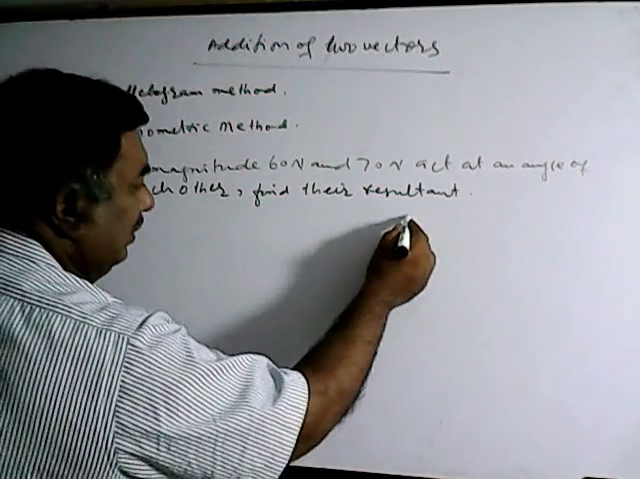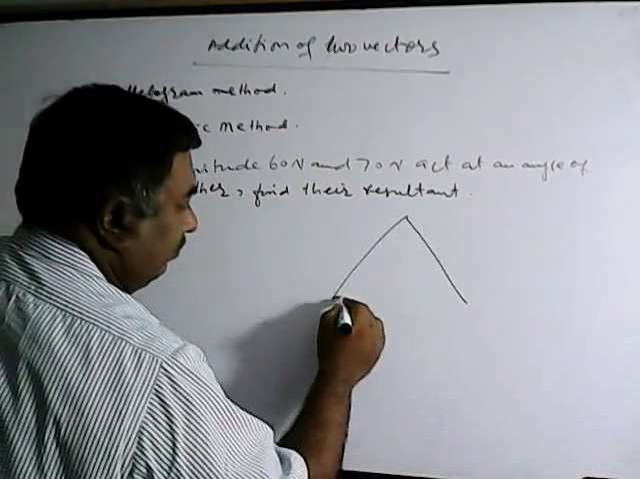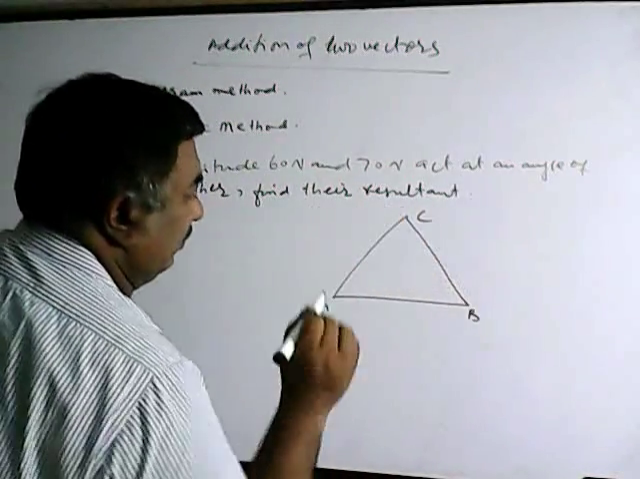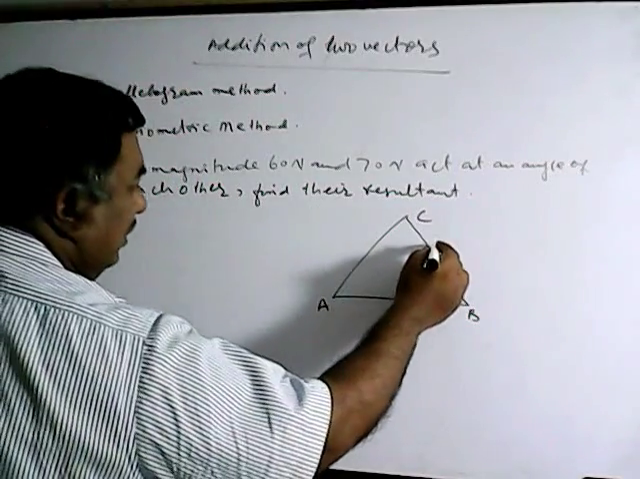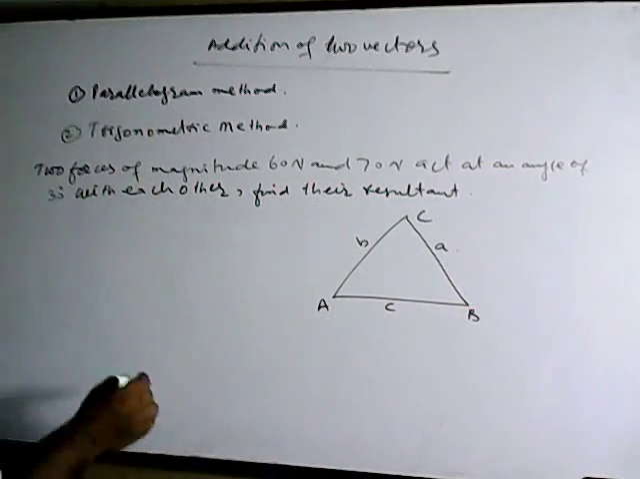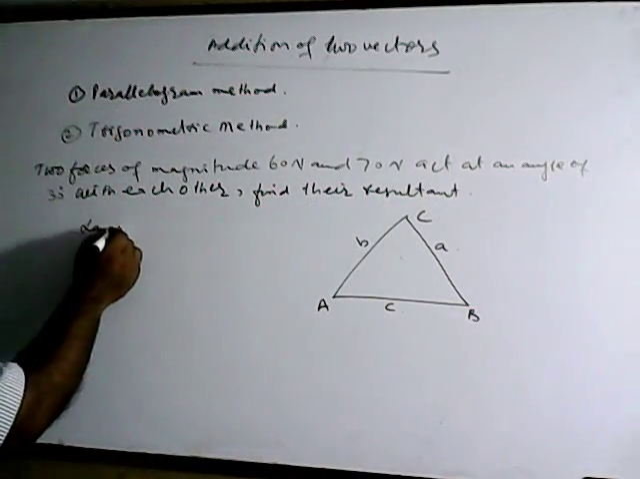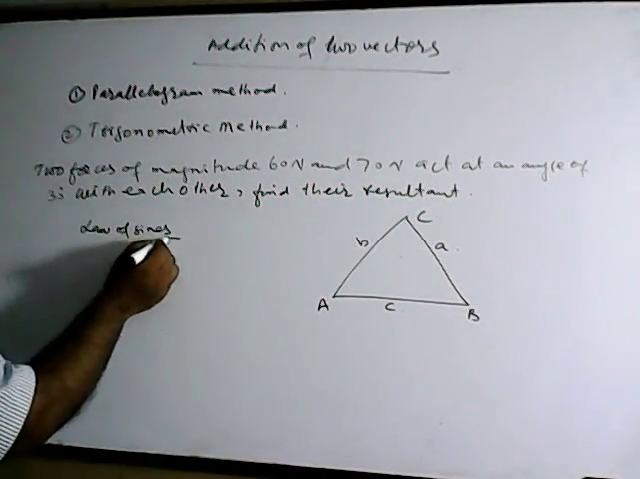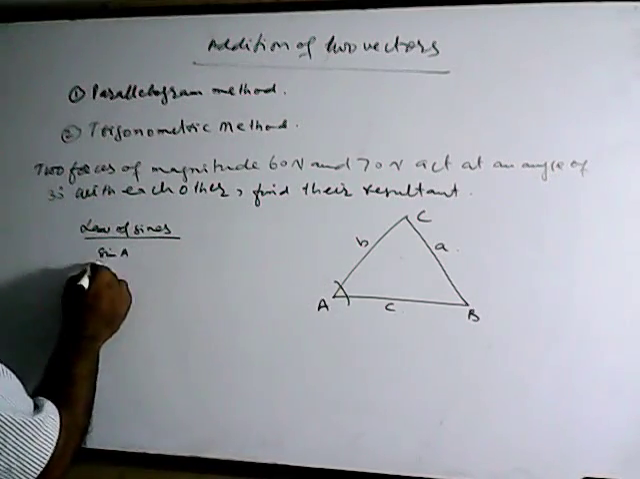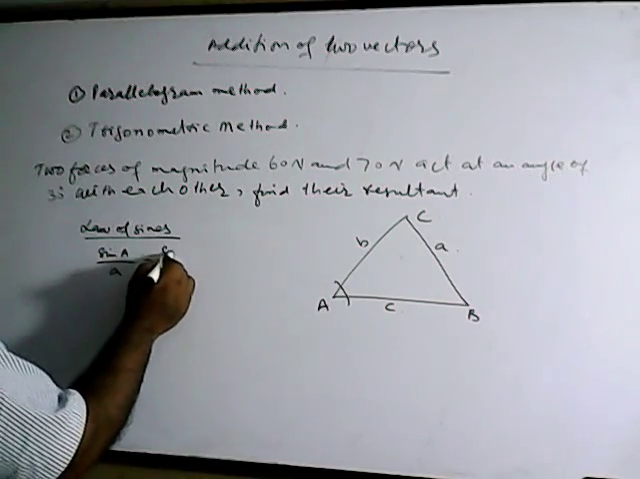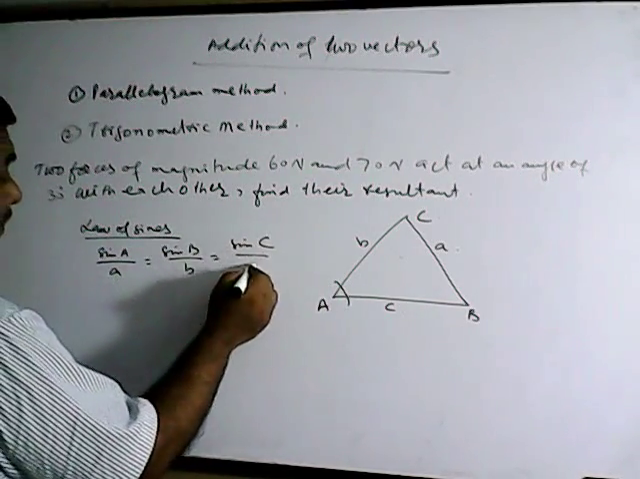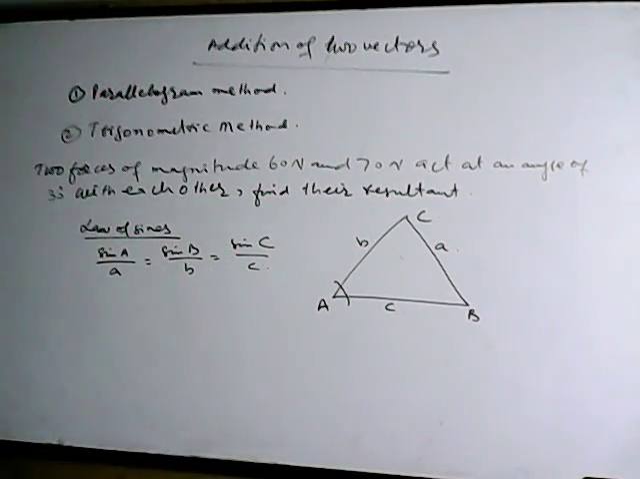Now actually if this is the triangle, this is suppose A, this is suppose B, this is suppose C. The opposite side of this is denoted by small a, this by small b, this by small c. Now the law of sines states that sine of A upon a must be equal to sine of B upon b, must be equal to sine of C upon c. This is the law of sines.